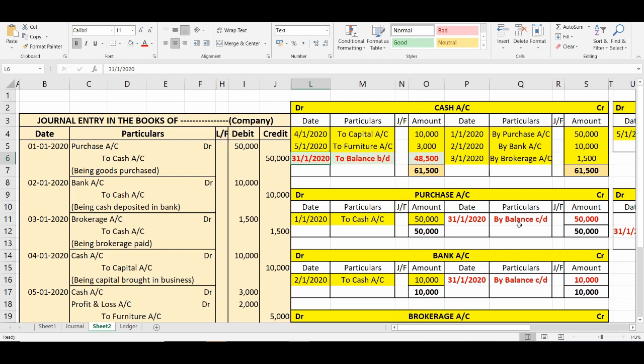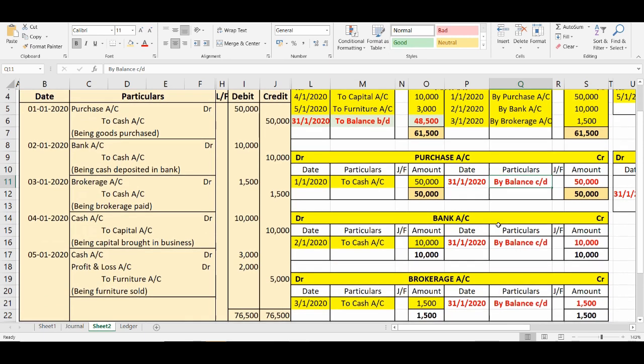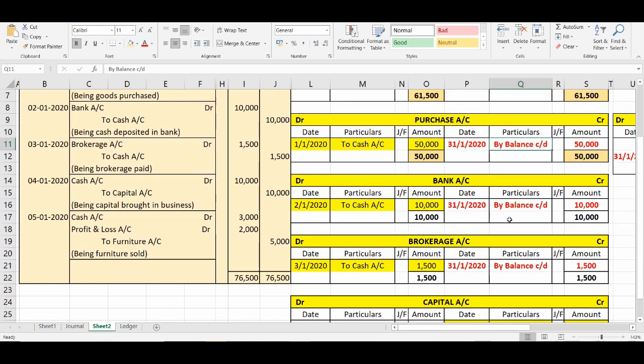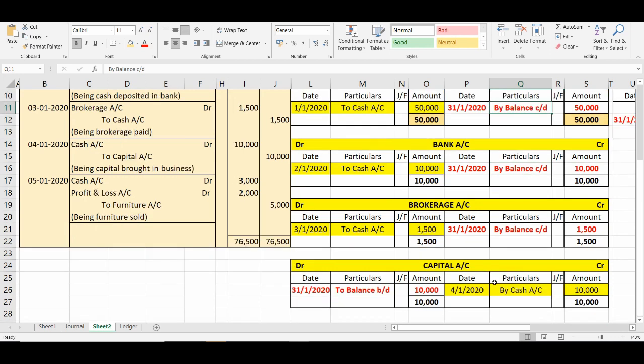Similarly, let's see another example for the purchase account. The total, the heaviest side is 50,000, which will come over here. The balance of which will come over here. Similarly, on both sides. Now over here, 50,000 is the balance amount. Since there was no amount, 50,000 will be the balance amount, the remaining amount, which will be on 31st Jan 2020. Similarly, it will be carried out for bank account, brokerage, and capital account.